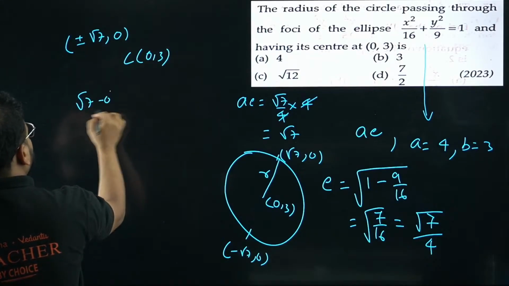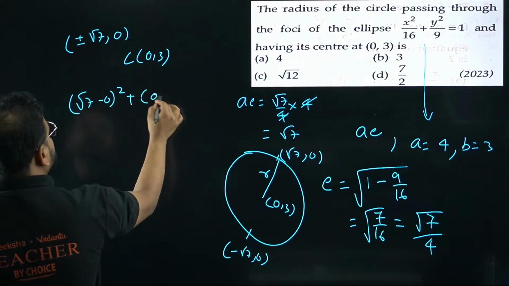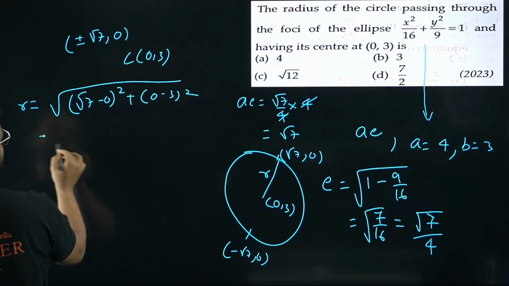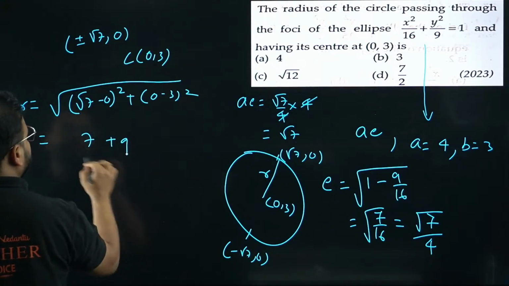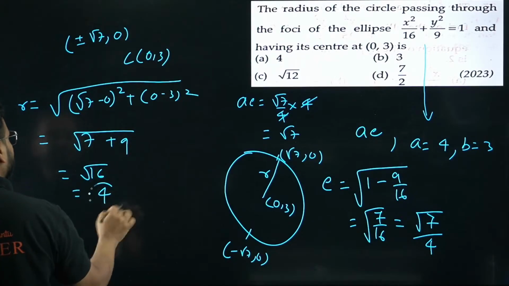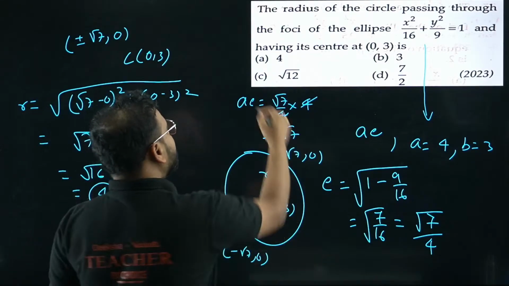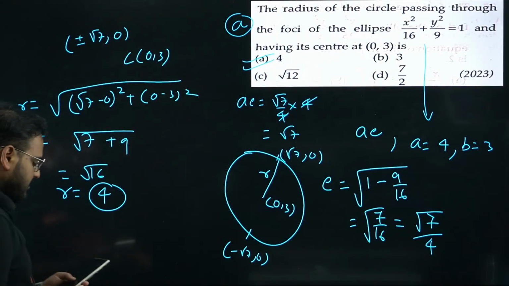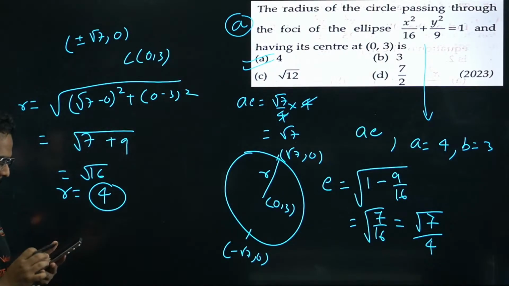Root of (7 minus 0) the square plus (0 minus 3) the square, inside the root, will be equal to the radius. Distance formula, I get here 7 plus 9, I get 16. Root answer is simply 4. Radius is simply 4. Option A is correct. This works for all of you?